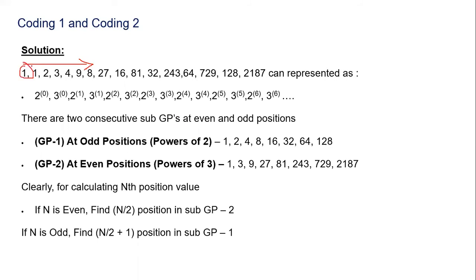Now you can see one can be written as 2 to the power 0, and the other one can be written as 3 to the power 0. The reason is that 1, 2, 4 are the powers of 2 to the power n, and the other one is 3, 9.